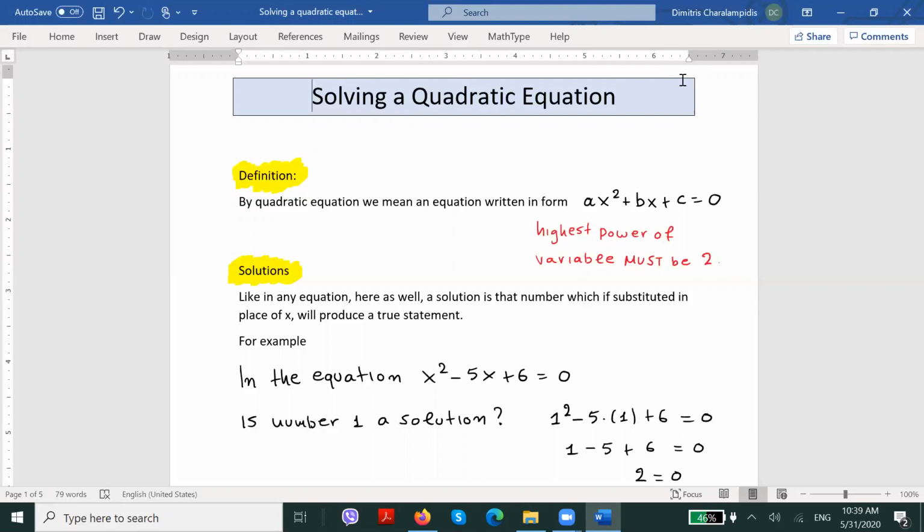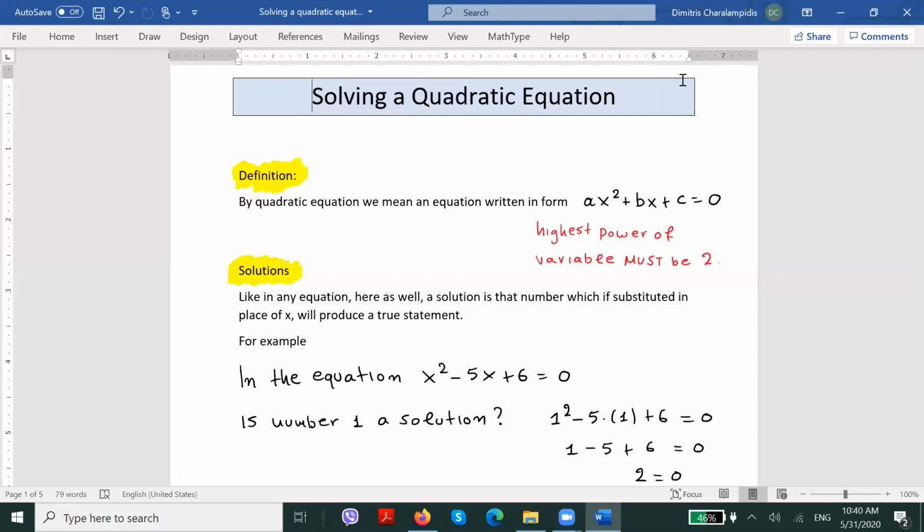Let's see now what we mean by solutions of such an equation. Like in any equation, here as well, a solution is that number which, if substituted in place of x, will produce a true statement. For example, in the equation x squared minus 5x plus 6 equals 0, if we are asked to determine if number 1 is a solution, then all we have to do is simply substitute 1 in place of x and see if we can come up with something true.